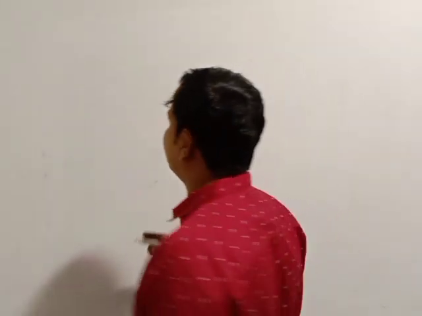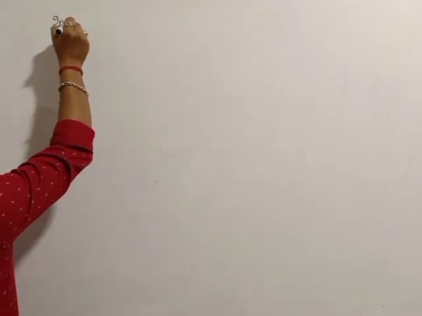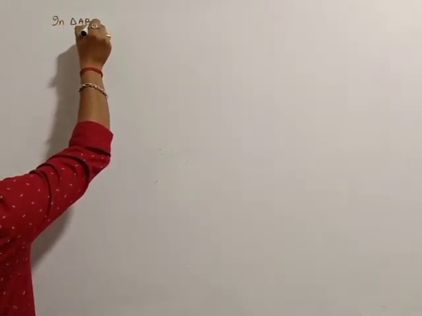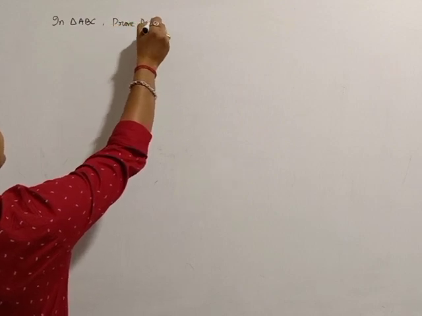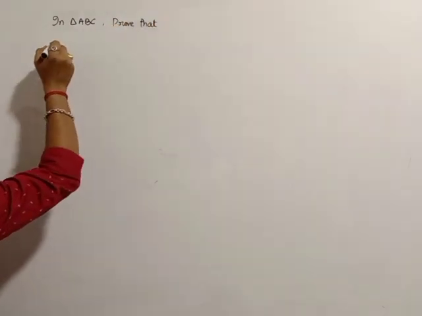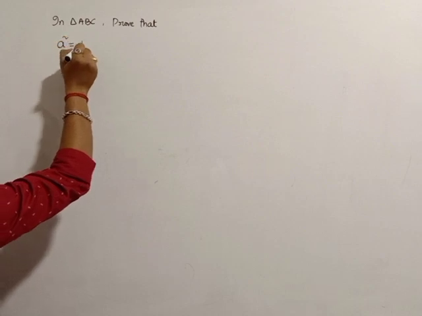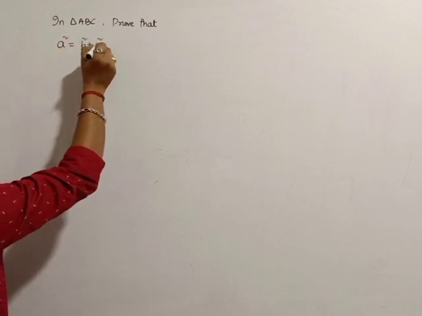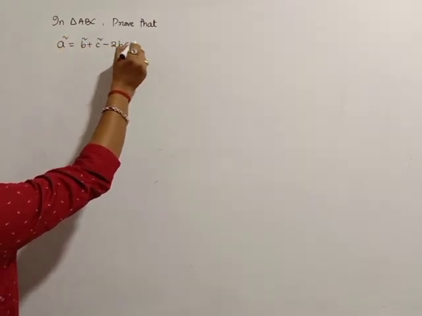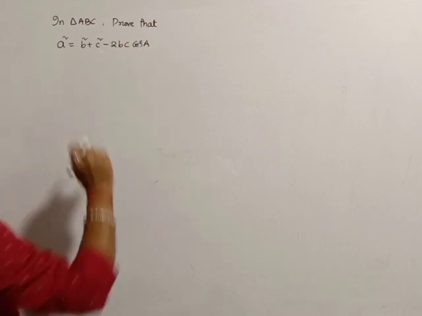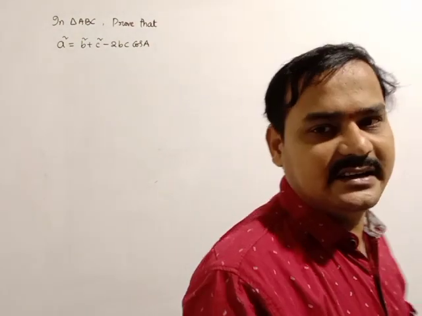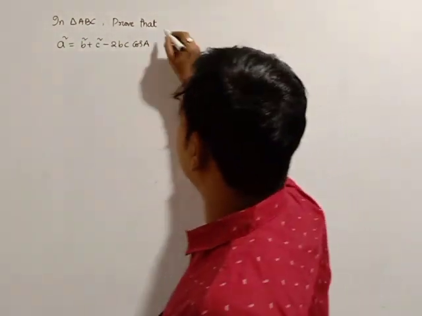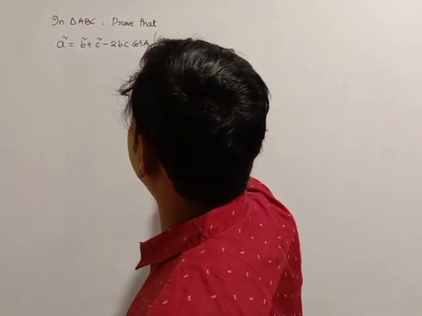What is the theorem? First one: in triangle ABC, prove that A square is equal to B square plus C square minus 2BC cos A. A square is equal to B square plus C square minus 2BC cos A. This is called the cosine rule.